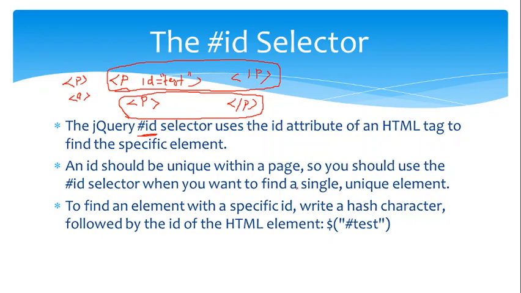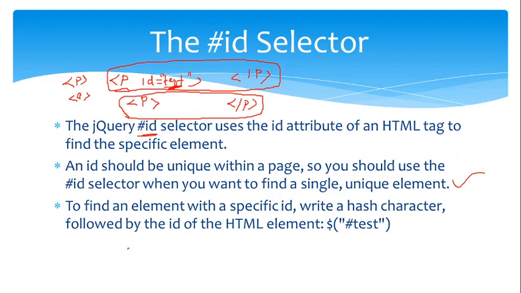Next, an id should be unique within a page. So you should use the id selector when you want to find a single unique element. Okay. If you use id test somewhere else, then the same code will apply to the other also. So that should be unique. That is to find an element with a specific id.